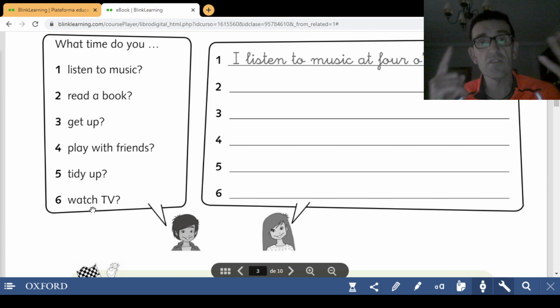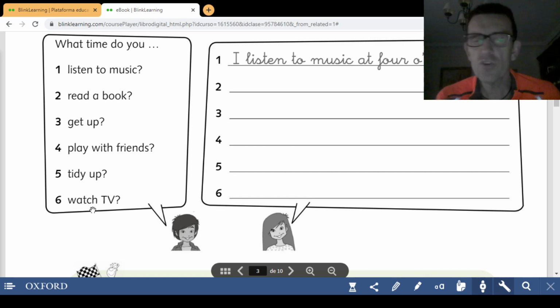With what time. Todas empiezan por what time. Y luego viene una pregunta en presente simple. ¿De acuerdo? Si le quitas what time sería do you listen to music? Do you read a book? ¿Lees un libro? Pero aquí te dicen what time, ¿a qué hora? ¿Lees un libro? ¿A qué hora escuchas música? Etc. Well, now you have read the questions. You have to write the answers.